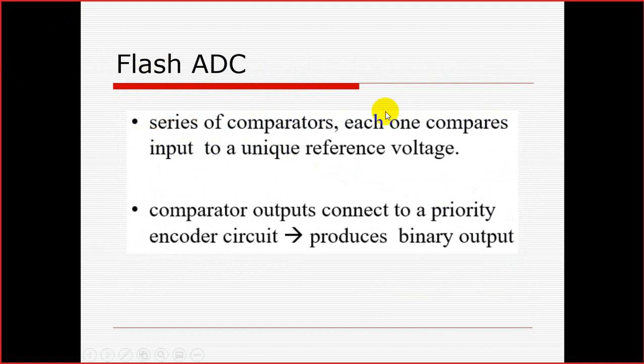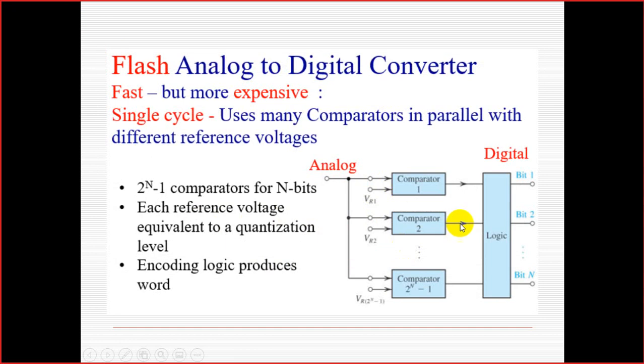So it is a series of comparators. Each one compares the input to a unique reference voltage. Comparator outputs connect to a priority encoder circuit, which produces the binary output. So this is the priority encoder circuit. It detects the highest priority output and converts it to a binary value. So the flash analog to digital converter is fast but more expensive. A single circuit uses many comparators in parallel with defined reference voltages.